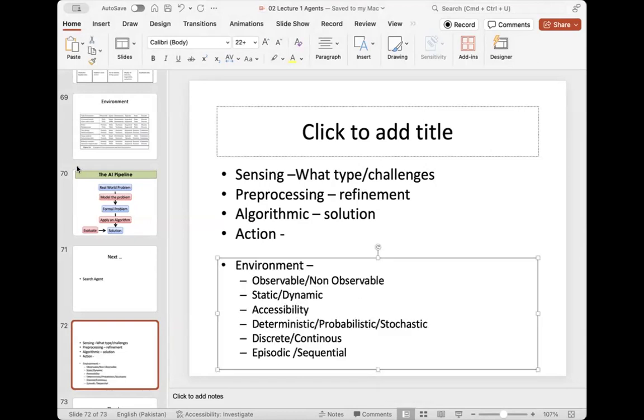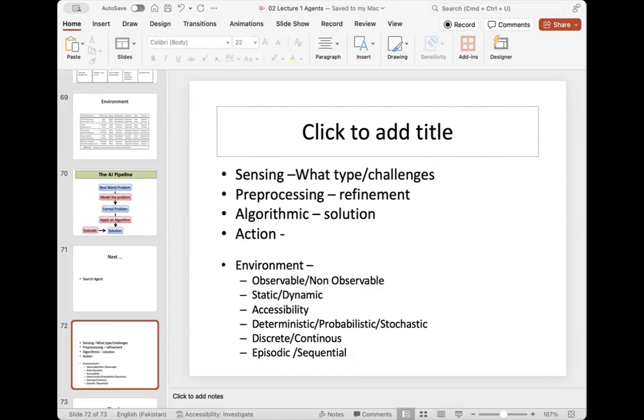Okay. So now let's see. Can anyone tell me what would be the difference between episodic and sequential? I mean, just a wild guess, whatever you think. Just try to let me know what you think is the difference between episodic environment and sequential environment?